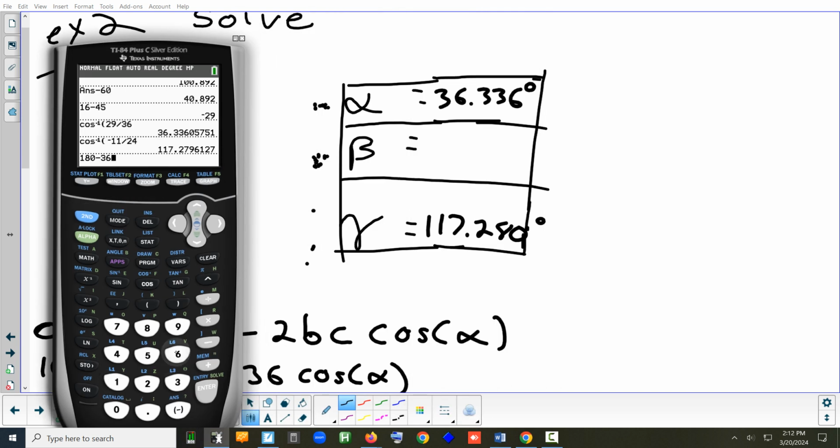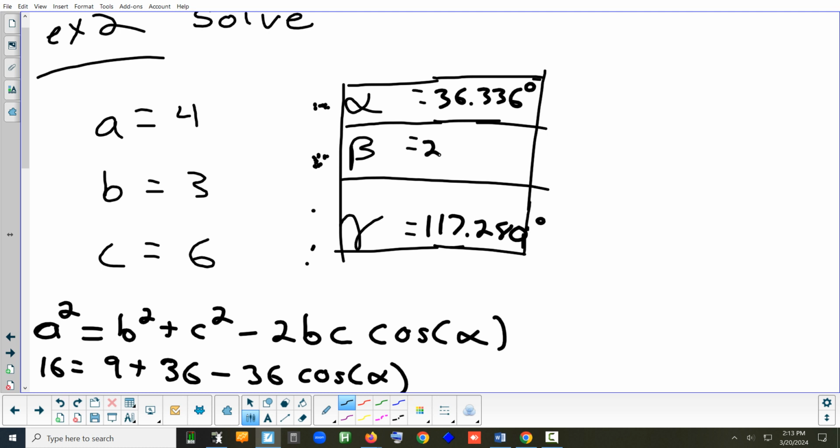Take and subtract the 36 and subtract the 117. Now, if you ever get a negative answer when you do that, then you definitely did something wrong. No negative angles in a triangle. So 26.384.